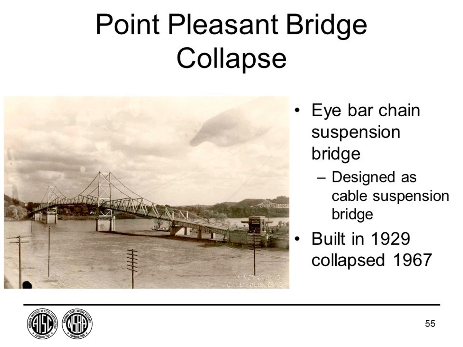Now let's go back in time to something that triggered this word called fracture critical. And it dates back to the collapse of the Point Pleasant Bridge, which was sometimes called the Silver Bridge. It went across the Ohio River, Point Pleasant, West Virginia. It was built in 1929 and it collapsed in 1967. It was a total collapse.